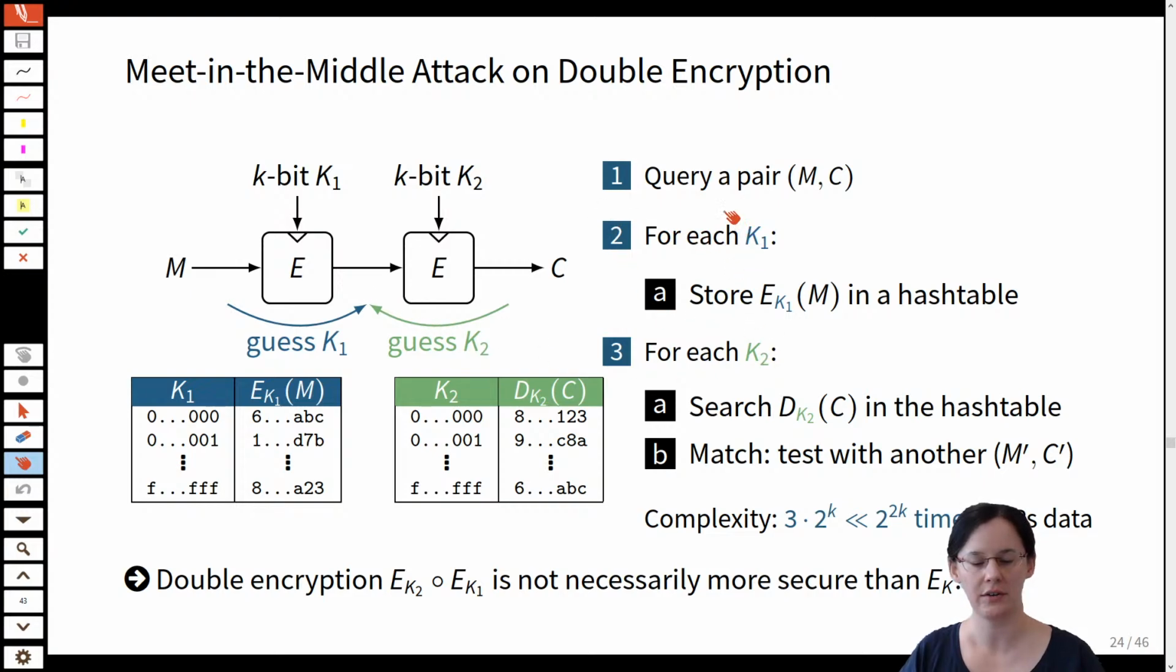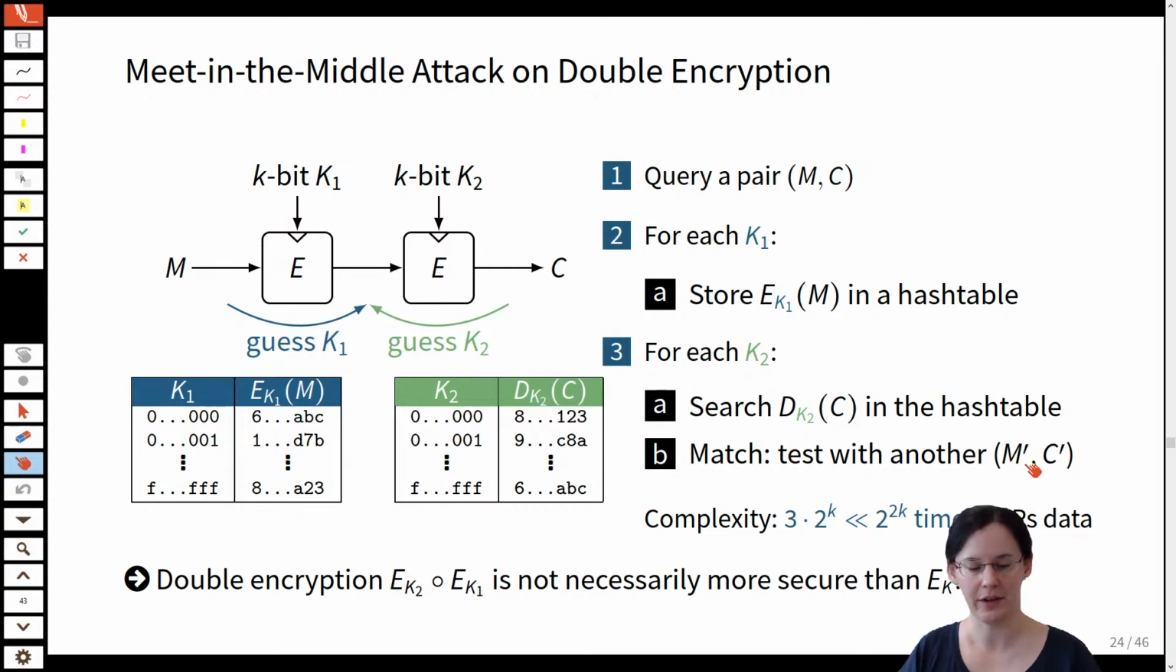So this part here costs 2 to the k tries. This one here also costs 2 to the k tries. So in total, 2 times 2 to the k. And now for each candidate I have here, I look whether I can find the value that I get here already in the table that I computed for here. So I see if I can find a match.